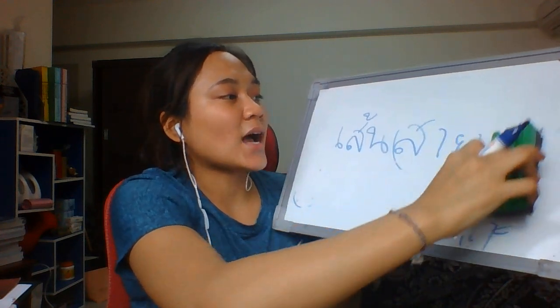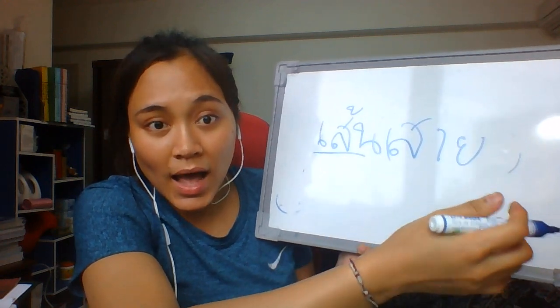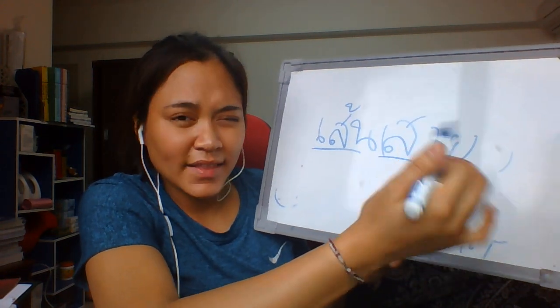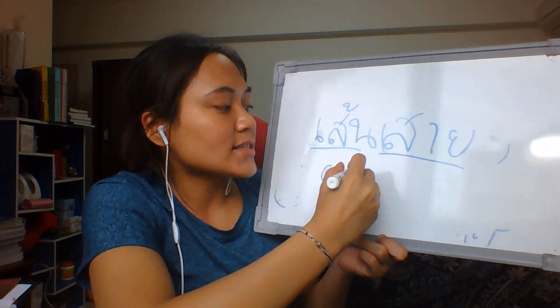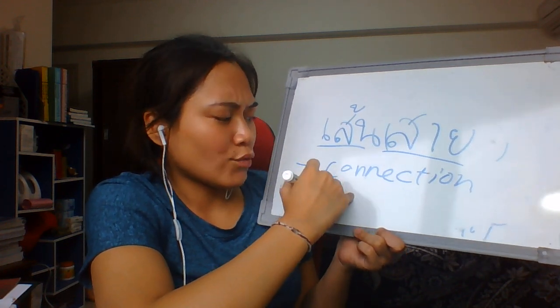Now we talk about sen sai when they are put together. Sen also has a line, like connection. Sai also has that kind of feeling. So when you put them together, sen sai means connection or some kind of relationship.